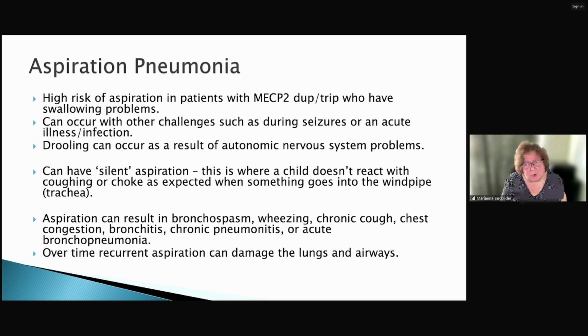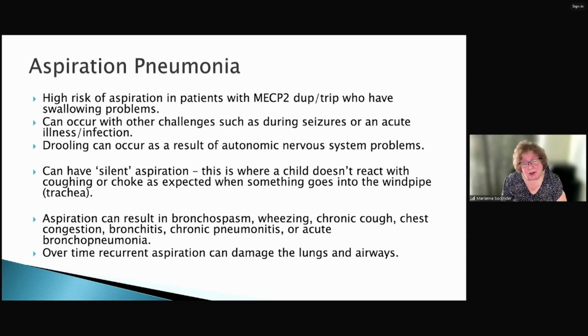Now, one of the things that we worry particularly about is the situation where you have silent aspiration. So usually if you are swallowing and it goes the wrong way, you're going to react and cough and try and get that liquid or food out of your airway. But there are times where a child doesn't react with coughing or choking as one would expect. And we can see this on imaging studies where they'll do dye studies and look at their swallow, and they can see the dye going into the airway and there's no reaction. And this means that the child can be aspirating. You don't recognize it except for the impact that it has on the lungs.